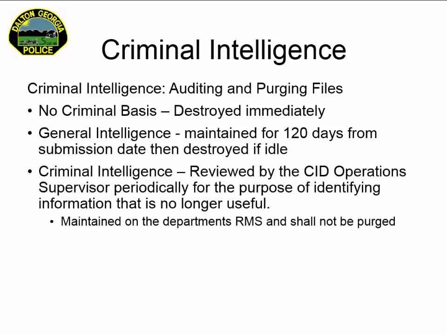When we look at how these files are audited and purged, any documentation or intelligence that is classified as no criminal basis is going to be destroyed immediately. Any general intelligence is going to be maintained for 120 days from the submission date, and then it's going to be destroyed if it's idle. Criminal intelligence is going to be reviewed by the CID operations supervisor periodically for the purpose of identifying information that is no longer useful. This is going to be maintained on the department's records management system, and it's not going to be purged.